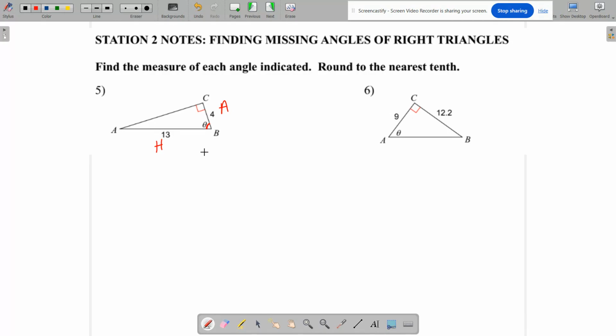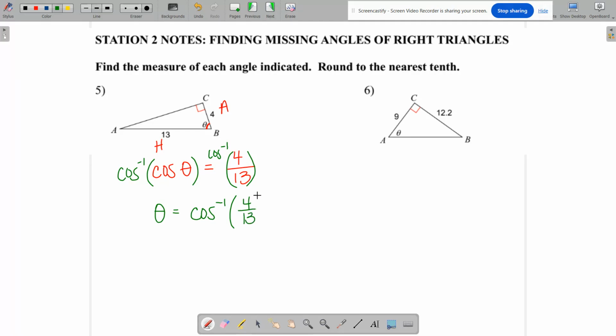So out of sine, cosine, and tangent, I know that cosine uses adjacent and hypotenuse. So we would be able to say that the cosine of theta equals the adjacent 4 over the hypotenuse 13. So the job here is to figure out what is theta. And the way that you're going to do that is by using inverse trig functions. So if you want to figure out what theta is, you can take the inverse cosine of both sides. So I'm going to take the inverse cosine of 4/13. So taking the inverse cosine of cosine, we isolate theta. So theta equals the inverse cosine of 4/13.